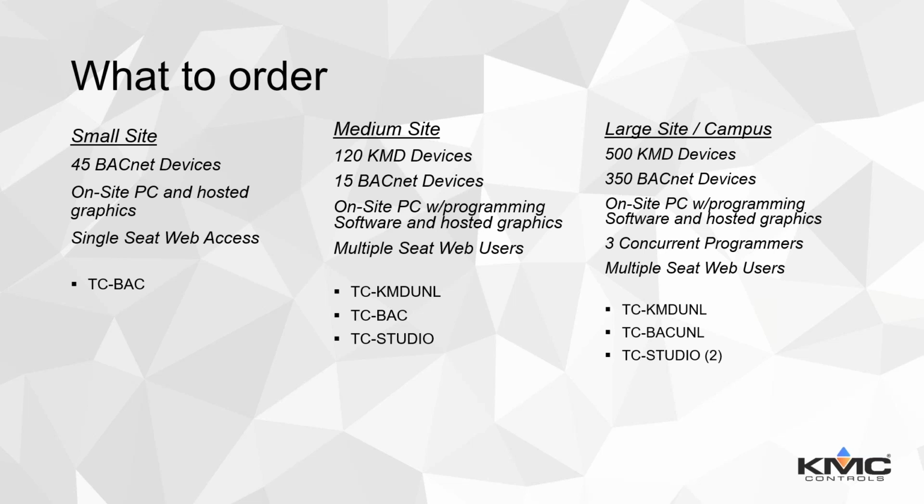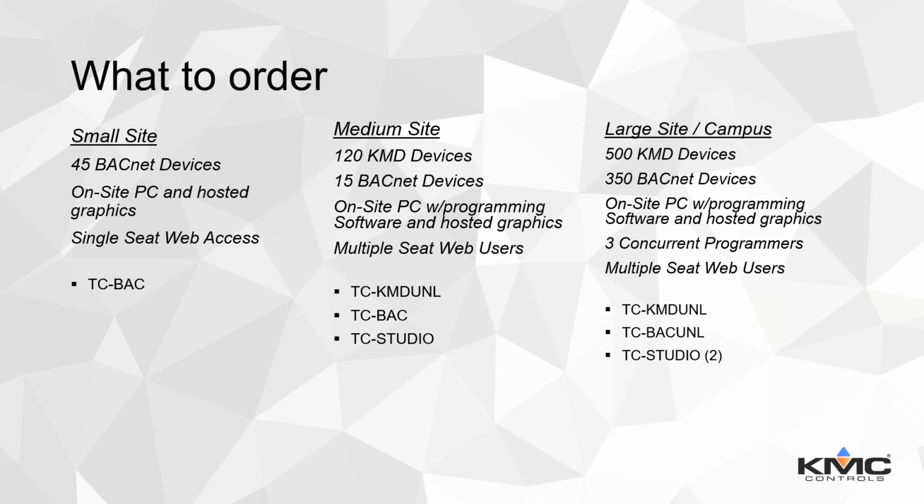So to get into just a couple quick examples of what you would want to order if you were looking to purchase TotalControl, from a small site perspective, when you purchase the communication drivers, there's a limit of 50 for TC BACnet. You can go up to 50 devices. And if you're going to go higher than 50, you'd need to purchase the unlimited copy. So for a small site with 45 BACnet devices, and say you're going to have an on-site PC which is going to host graphics for an end user, that's just going to be a single seat.